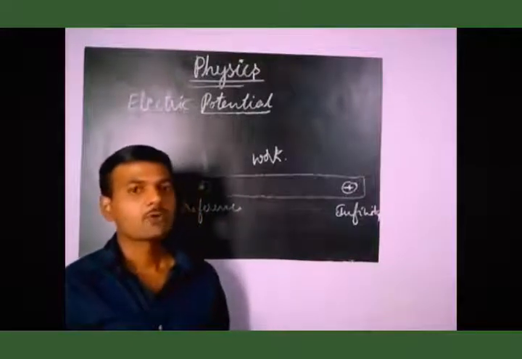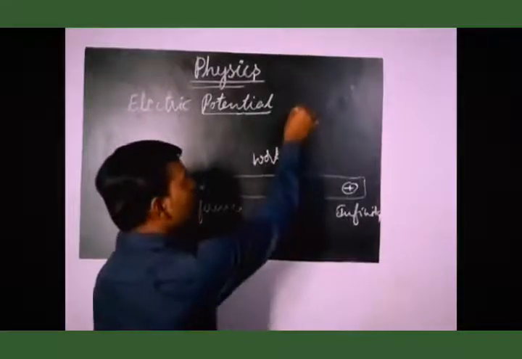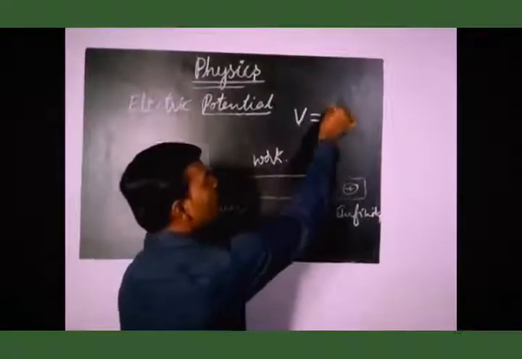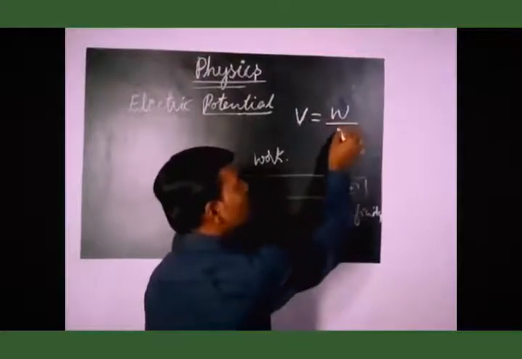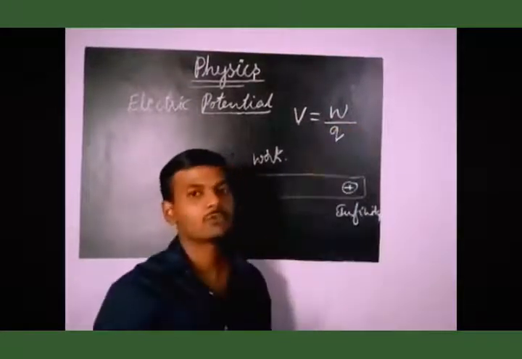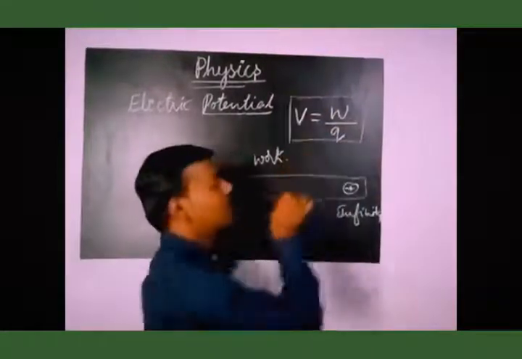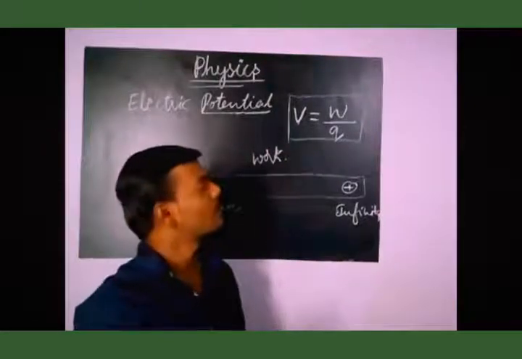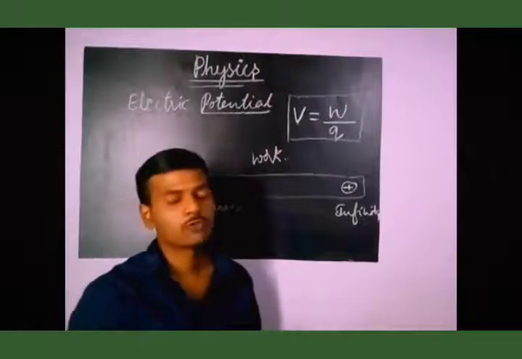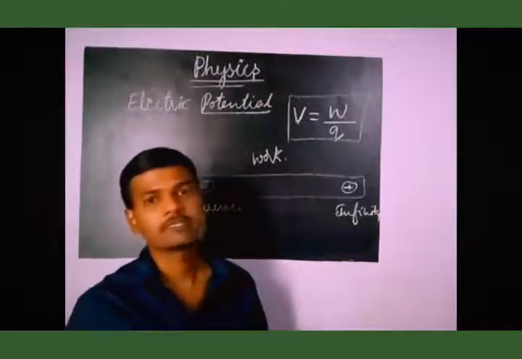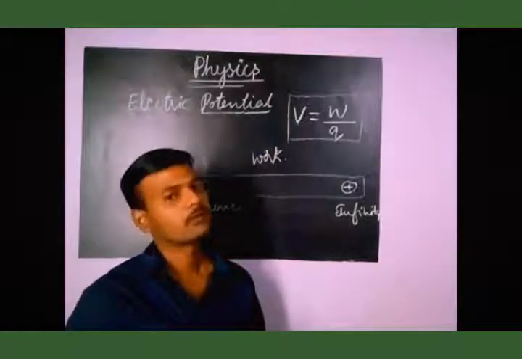So electric potential can be defined mathematically as V is equal to W by Q, where W is the amount of work done to move a unit positive charge. This is the mathematical relation for the electric potential. V is the electric potential, W is the amount of work done, and Q is the charge, the unit positive charge that has to move from infinity to the reference point.